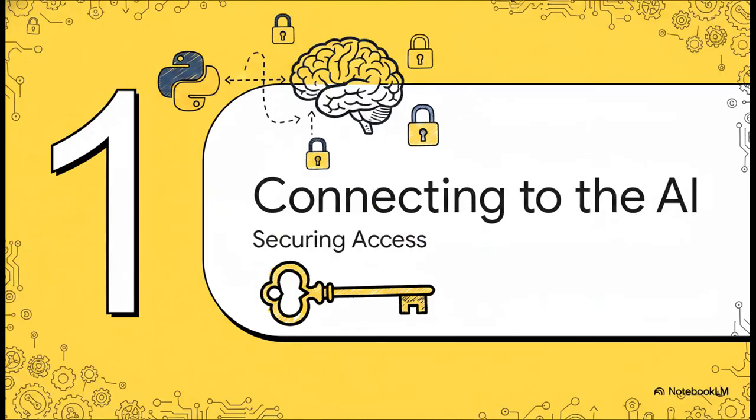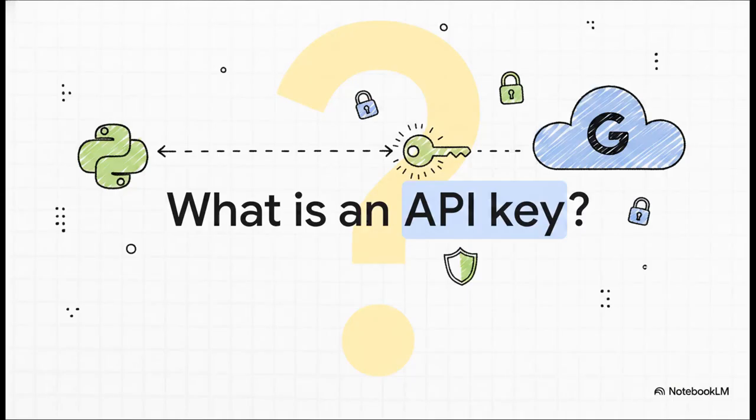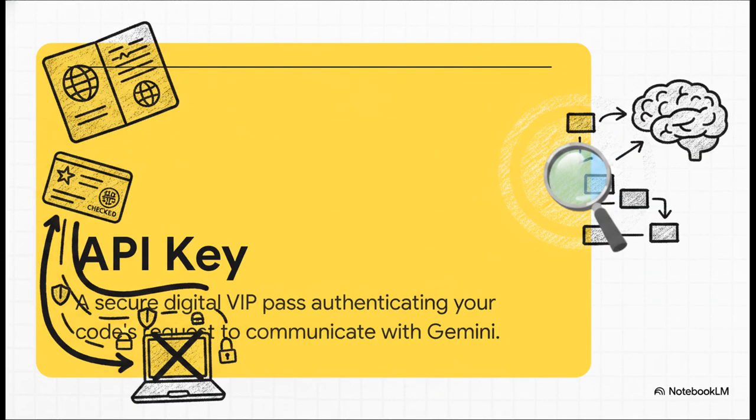All right, let's jump right into section 1, connecting to the AI, and specifically securing our access. So I want you to think about this for a second. How does your specific code actually prove its identity to Google? When your tiny little Python script reaches out across the vast internet to talk to Gemini, how do Google servers know it's really you making that request and not just some random unauthorized person? The answer to that is an API key.